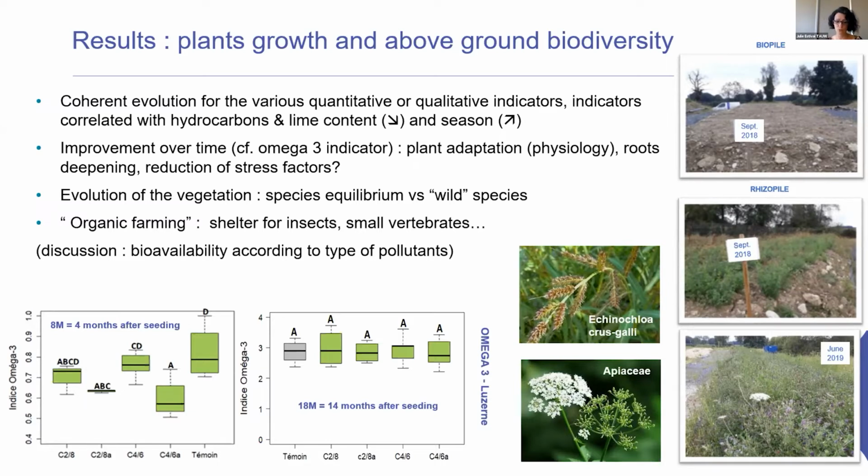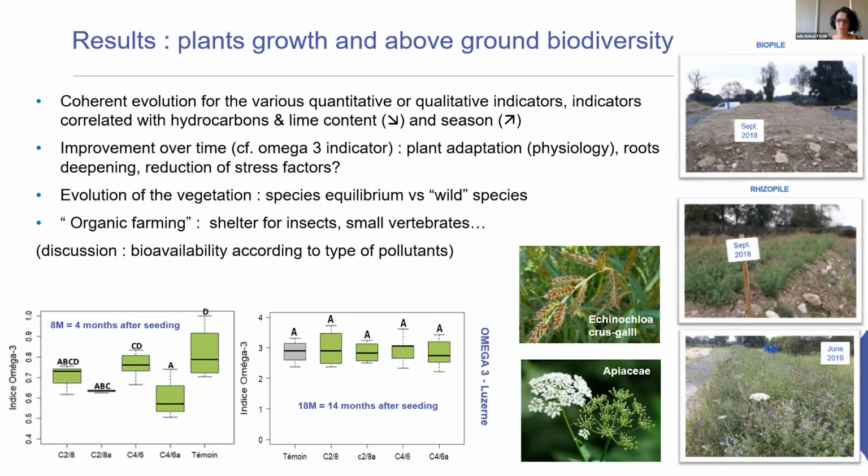And you can see that after 40 months of treatment, the omega-3 indicator reaches the same level as the control plot, which tends to show that there is some adaptation of the plants to their environment, maybe to a level of contamination. Maybe it's also a sign that the roots grow deeper, and so they reach some layers of the soil that are interesting for the growth. So in the end, it's really nice to see that the plants can cope with such a contamination.